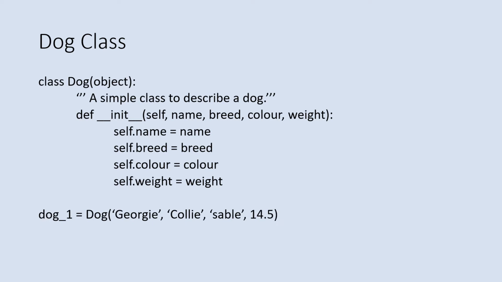Outside the class, if we created a new variable and called it dog_1, we would create an instance of the class by assigning that to be equal to Dog with the capital D, and then give those 4 values that we asked for. We don't have to give it self. Self is actually representing this instance of the Dog class, but we give it a name, and in this case we called it Georgie. It's a collie, its color is sable, and it weighs 14.5 kilograms.